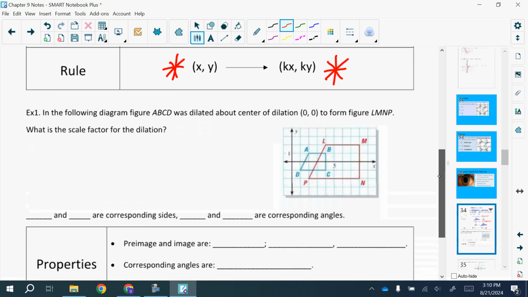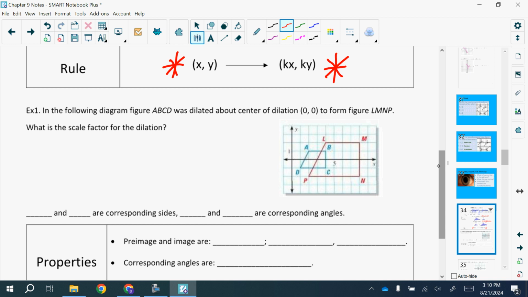So let's look at an example real quick. In the following diagram, ABCD was dilated around the origin to form the figure LMNP. What is the scale factor for the dilation? On this one, we have our before and after image, or our pre-image and image. So let's choose a point on our original, and let's choose that same corresponding point on the other shape.